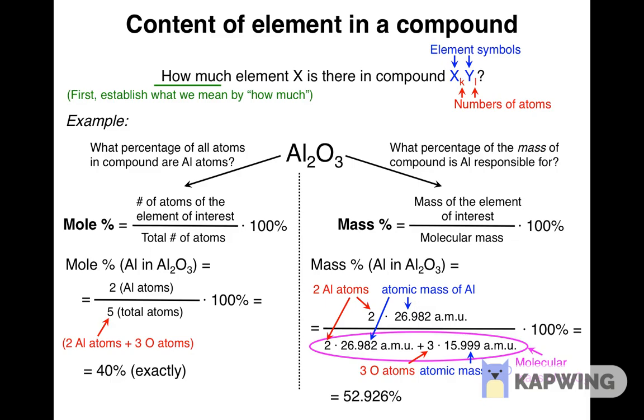Notice that even though aluminum atoms make up only 40% of the total number of atoms in aluminum oxide, they are responsible for 52.926% of its mass. It is because aluminum is a heavier element than oxygen. Its atomic mass is 26.982 atomic mass units versus only 15.999 atomic mass units for oxygen. Consequently, 2 aluminum atoms have a larger mass than 3 oxygen atoms.